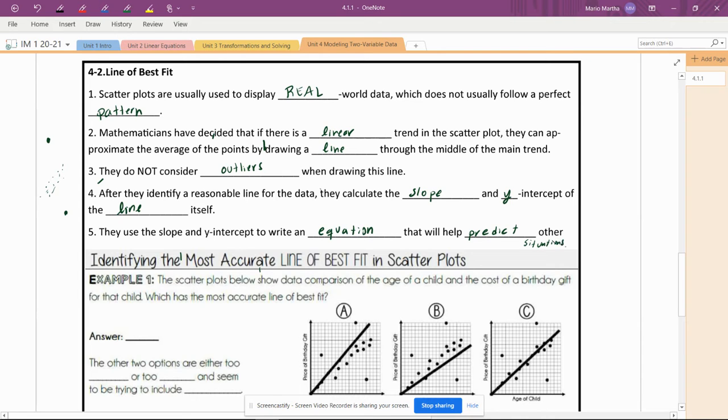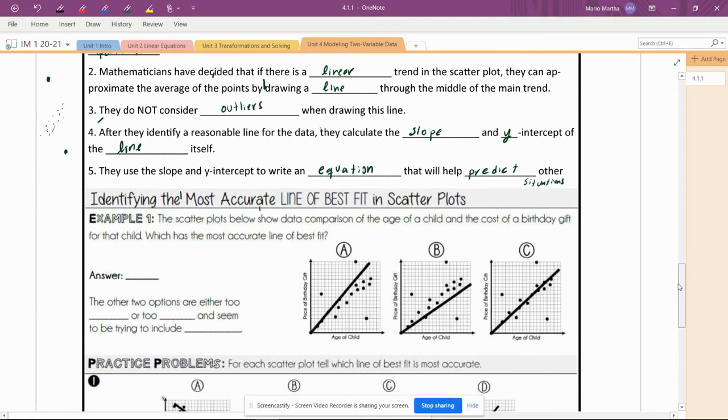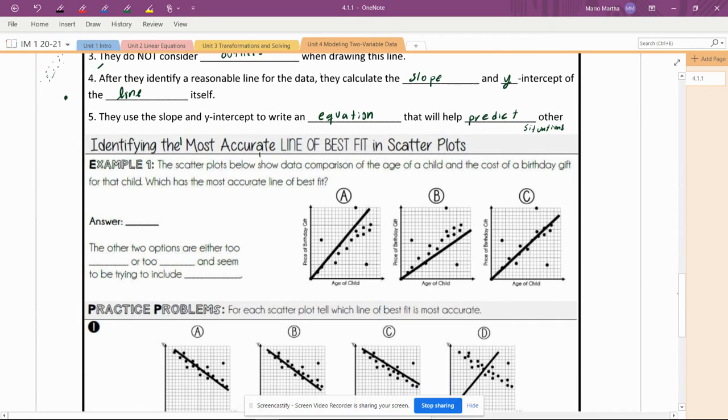All right. So now let's look at example one, which says identifying the most accurate line of best fit in scatter plots. The scatter plots below show data comparing the age of a child and the cost of a birthday gift for that child. Which has the most accurate line of best fit? Remember, the line of best fit has to be in the middle of most of the dots, right?